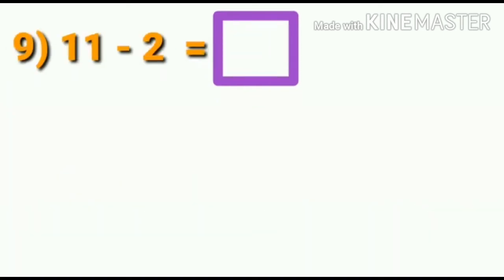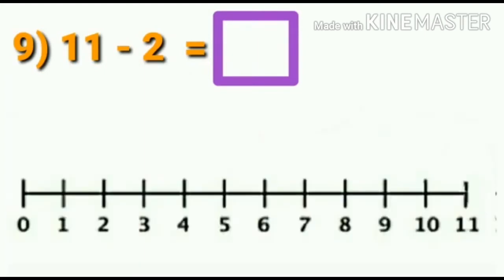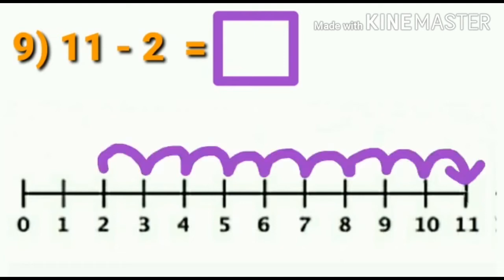Now let us solve 11 minus 2. In this sum, let us make use of the forward method. Let's start jumping forward from number 2 to number 11. 1, 2, 3, 4, 5, 6, 7, 8 and 9. How many forward jumps did we take? 9. So 11 minus 2 is equal to 9.